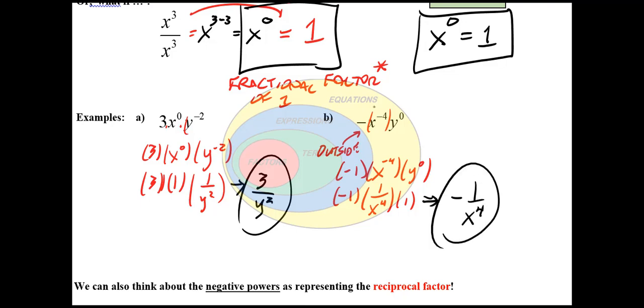But this is the one we have to make sure we watch. This negative on the outside of a variable represents a factor of -1.